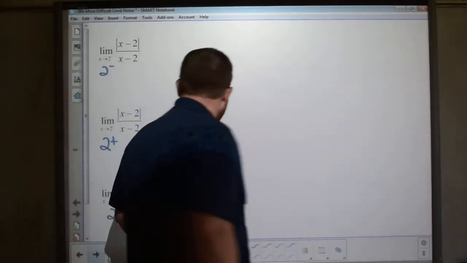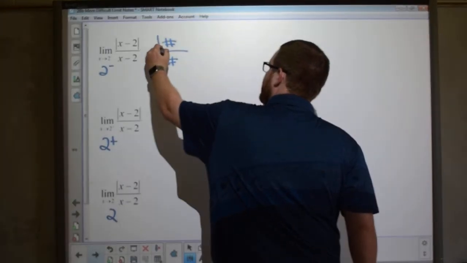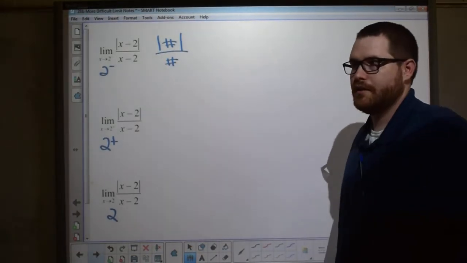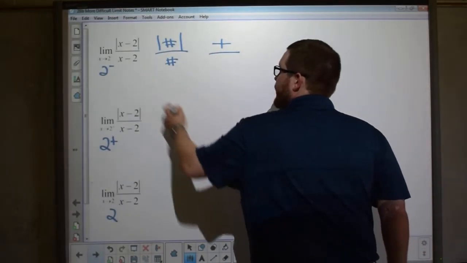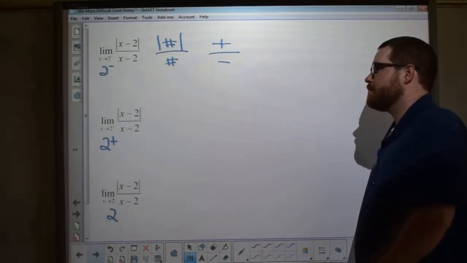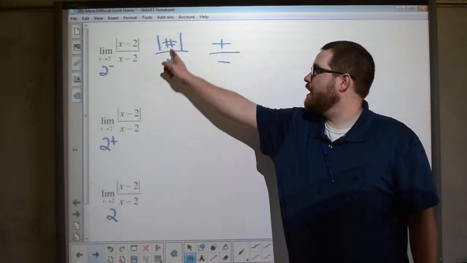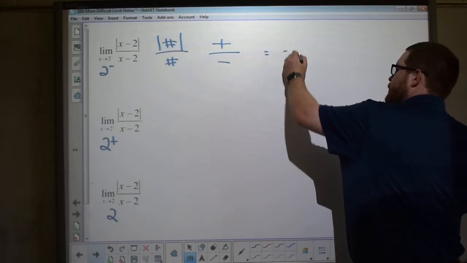So I'm going to get a number on top and the same number on bottom, except the top is going to be in absolute value bars, which means that the top is going to be positive. But in this case, because I'm going a number less than 2, I'm going to get a negative on the bottom. Well, what happens if you have the same number on top and bottom, but one's positive and one's negative? You get negative 1.